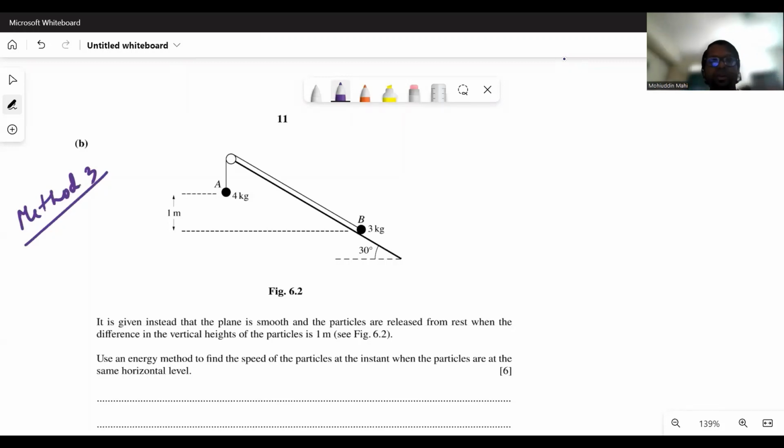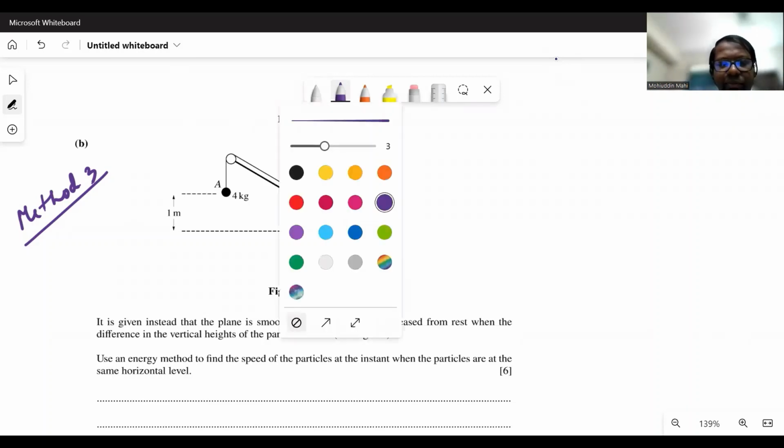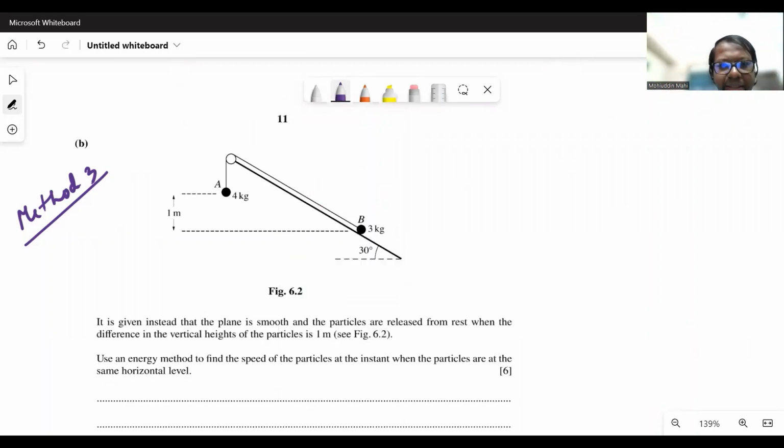Now in method 3, what we are going to do here: in the first method, we found the value of X. Now, for finding the distance that A has descended and B has ascended so that they are at the same level, you can find it in a different way, other than the system that I followed in the first method.